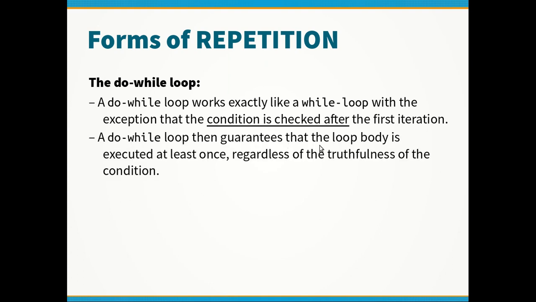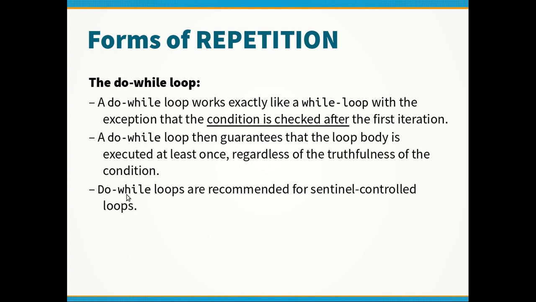So a do-while loop guarantees that the loop body is executed at least once, since there are no questions asked during the first try through the body, regardless of the truthfulness of the condition. So do-while loops are recommended for what we call sentinel controlled loops, or those with a guardian or sentinel value, basically when we are not trying to count up or down, but simply trying to match if the variable being tested matches or does not match a certain value. We'll see that in a moment.